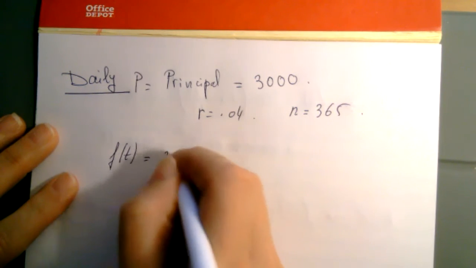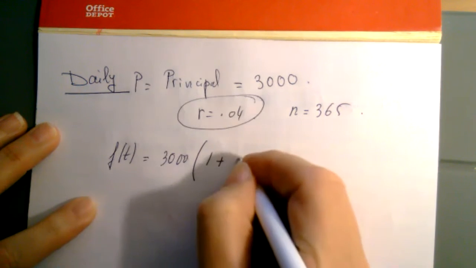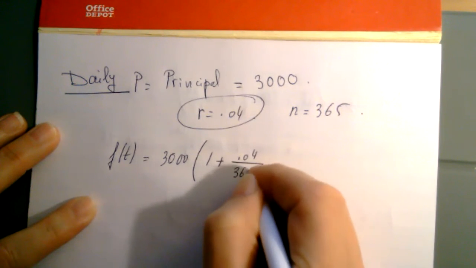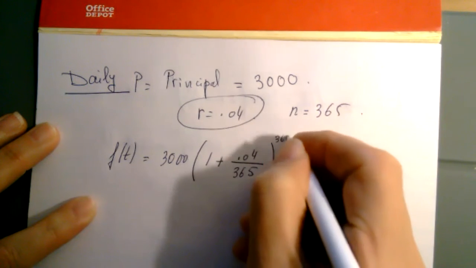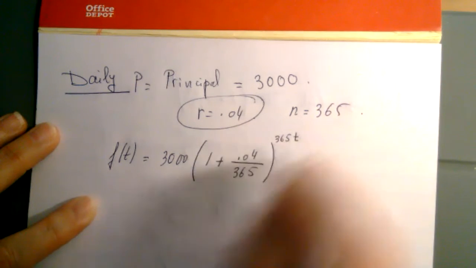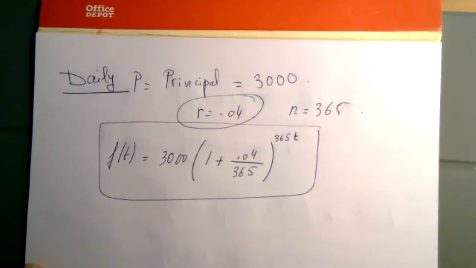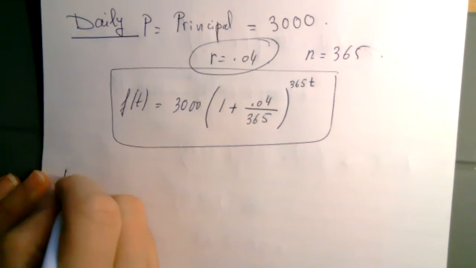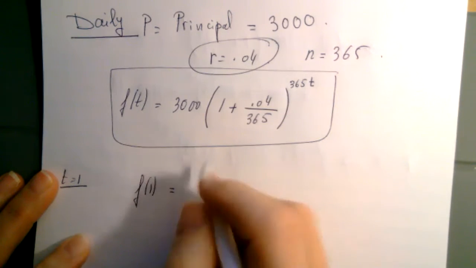It's your initial amount times 1 plus the R, 0.04, over 365, to the power nt. It means 365t, you multiply by that. Okay, and now I'm going to do the whole problem without any kind of rounding. So after 1 year, how much money will you accumulate?